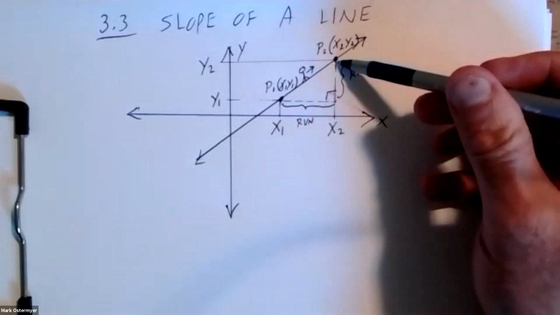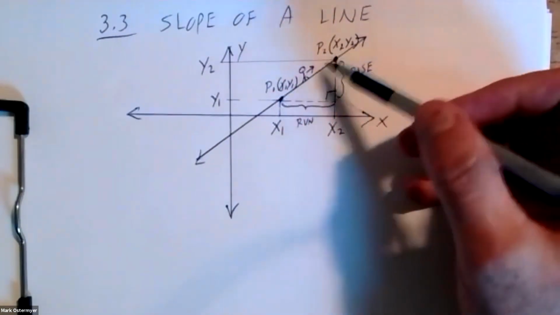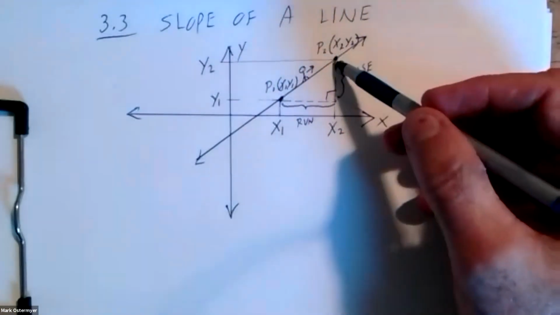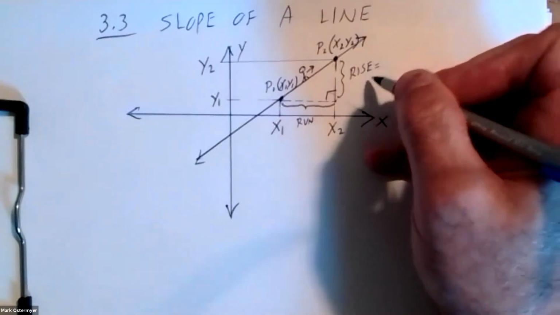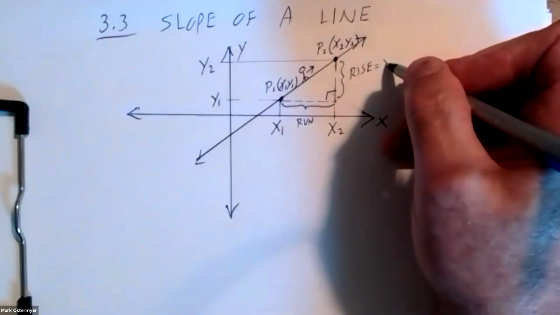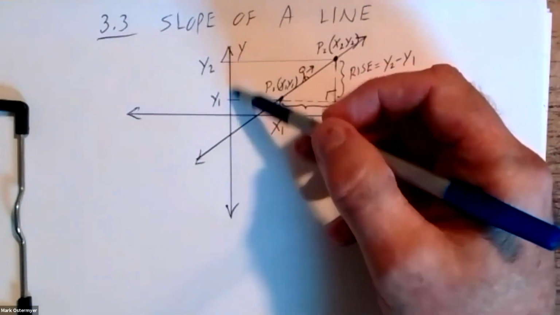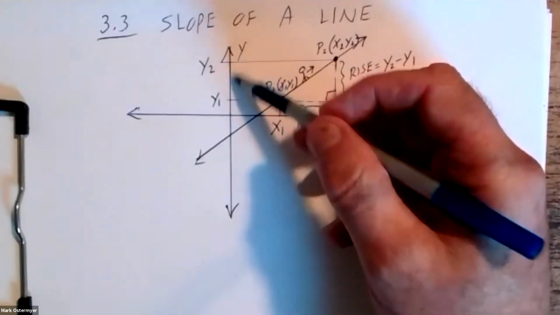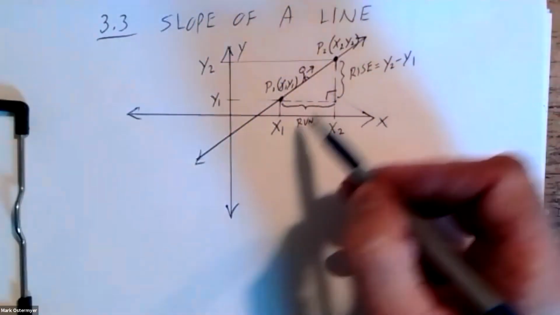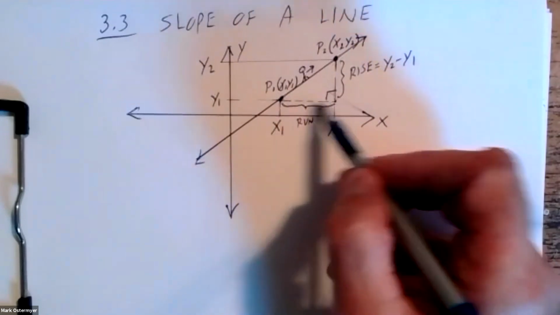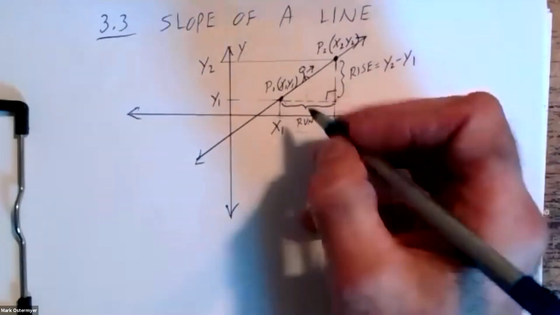Okay, so they experience some vertical change versus horizontal change as they move from this point to this point along this line here. Specifically, the amount of rise they experience, or the amount of vertical change, is going to be equal to the difference between the y coordinates of these points. So it's going to be Y2 minus Y1. That is the amount of vertical change the person experiences as they walk along this line. The amount of horizontal change they experience in walking from P1 to P2 is going to be the difference in the x coordinates. So it'll be X2 minus X1.